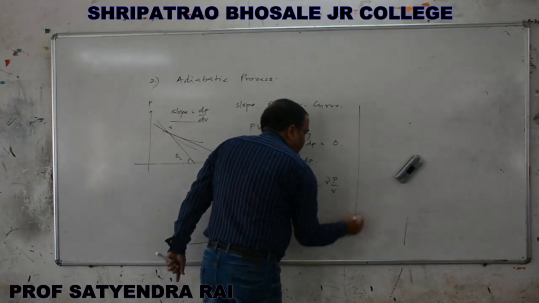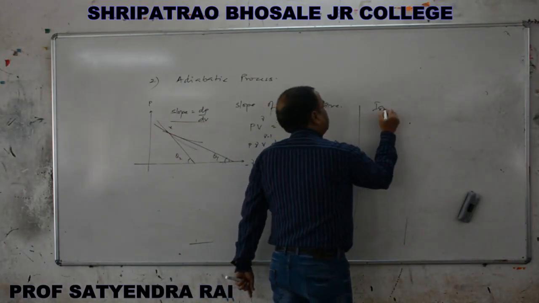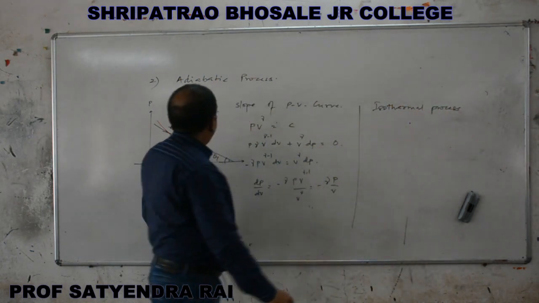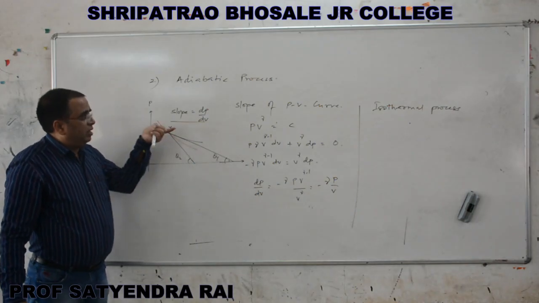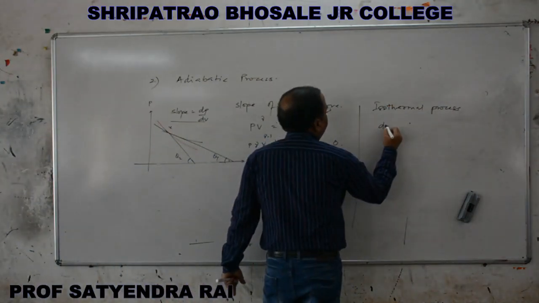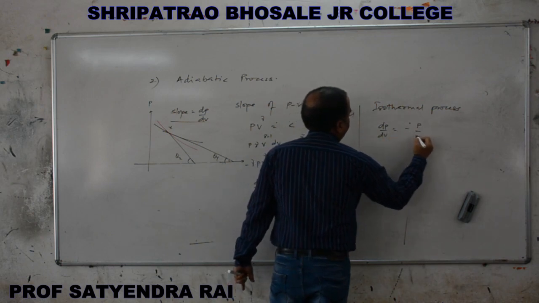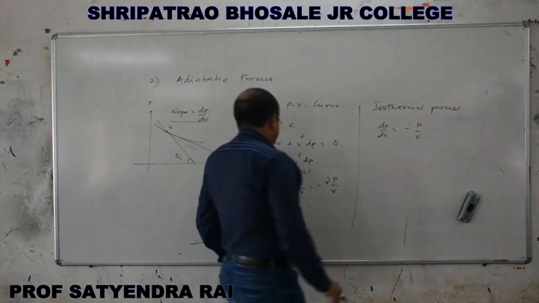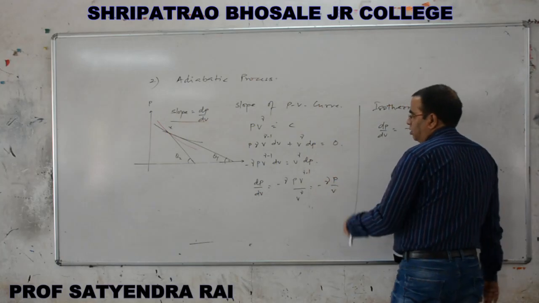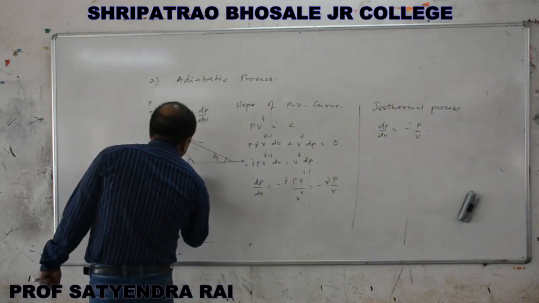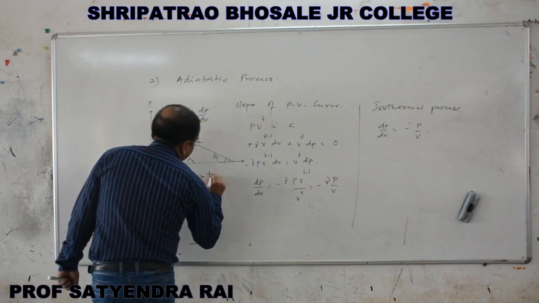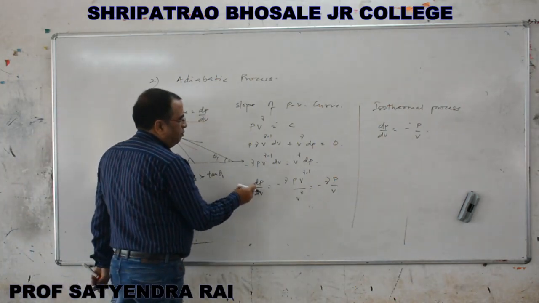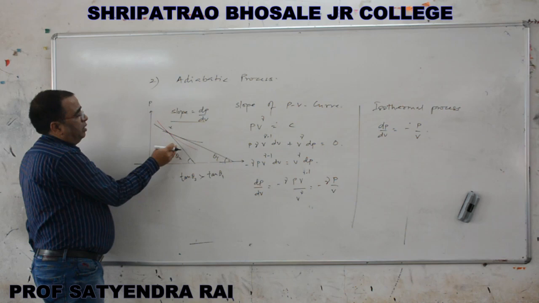If you remember, during finding the slope of the PV curve in an isothermal process, what we got? We got dP upon dV as minus of P upon V. But here we get dP upon dV as minus gamma times P upon V. That means tan theta 2 is greater than tan theta 1. That means dP upon dV is more in case of the adiabatic process.